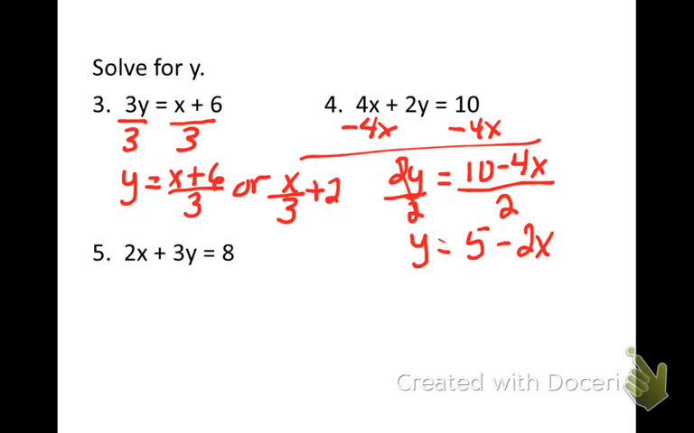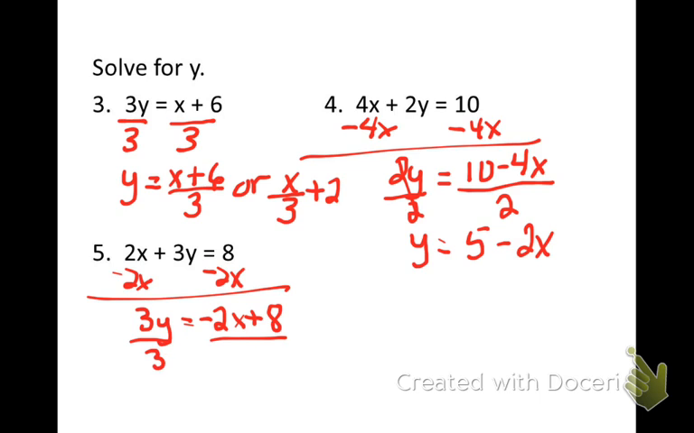Problem 5, I want to get my y by itself, so I need to subtract the 2x from each side. This time I'll do it as putting the 2x first, so it would be negative 2x plus 8. Now again, if you want to write 8 minus 2x, not a problem. Divide by 3, so I get y. Does 3 go into any of these? No, it does not, so just negative 2x plus 8 all over 3, or 8 minus 2x. So it doesn't really matter which way you write. So you're solving for y, getting the y by itself.